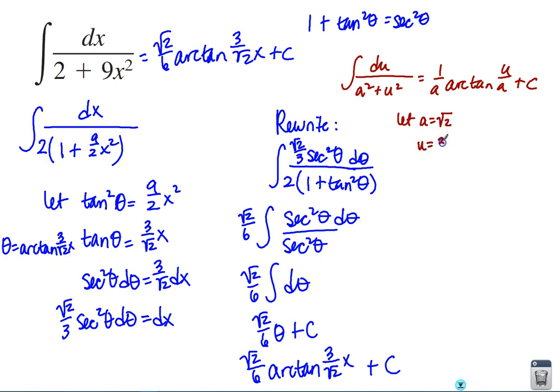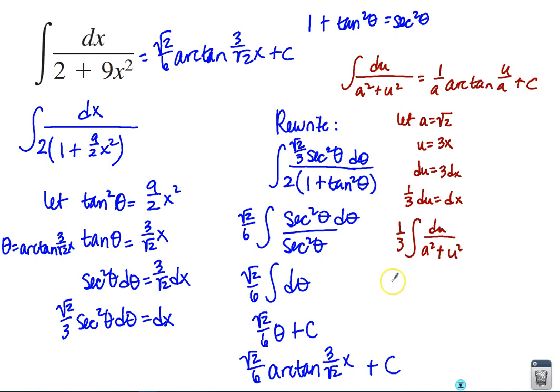U is going to be 3x in this case. The last problem it was just an x, but this time we have that 9 right here, so the square root of 9x squared is 3x. So that means du is going to be 3 dx, which I don't have a 3 up here, so I'm going to make that 1/3 du is equal to dx. So then I would rewrite it as 1/3 du over a squared, because this is 2, plus 3x quantity squared, or u squared.